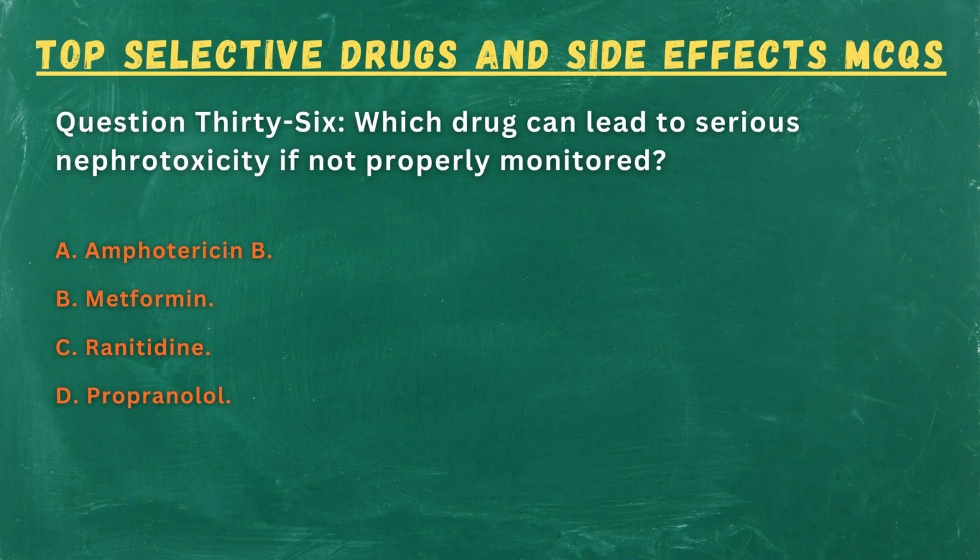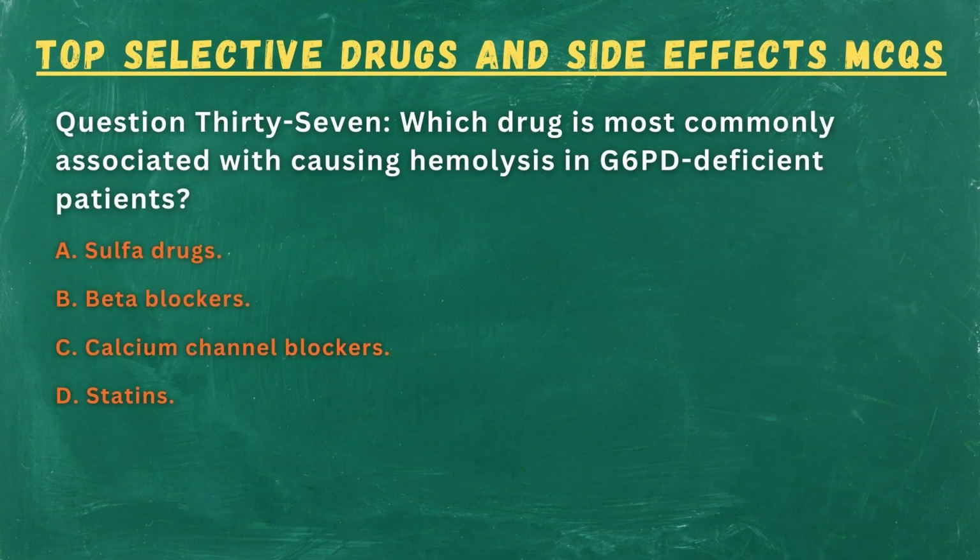Question 36. Which drug can lead to serious nephrotoxicity if not properly monitored? A. Amphotericin B. B. Metformin. C. Ranitidine. D. Propranolol. Answer: A. Amphotericin B.